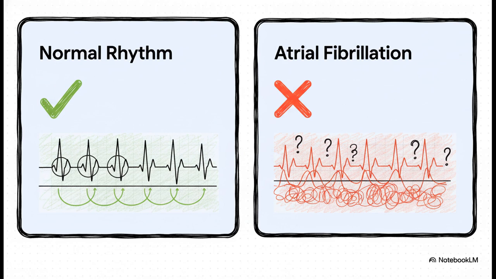The 2 dead giveaways are right there. First, the rhythm is totally chaotic. We call it irregularly irregular. And second, if you look really close, where are the P waves? They're gone, replaced by this kind of shaky, wavy baseline.